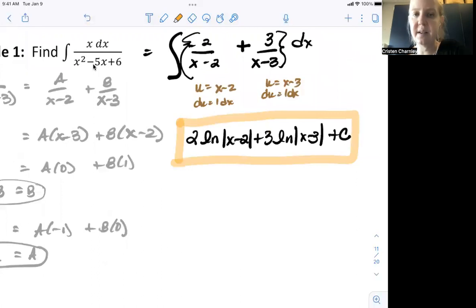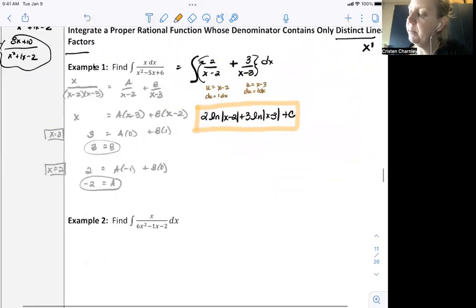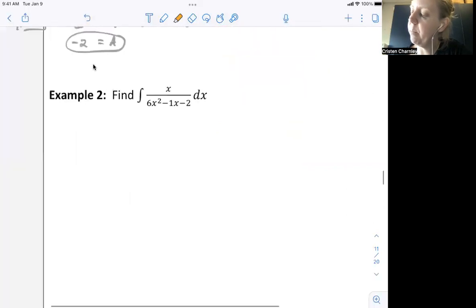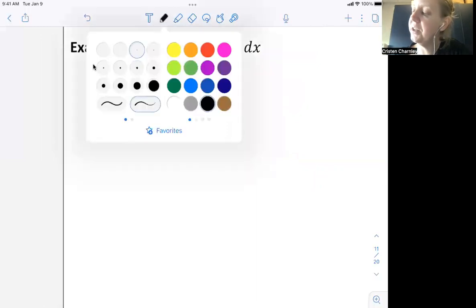That works out fairly nicely. All right, example 2, we're going to do the same thing. We're going to factor and get this whole thing set up. So partial fraction decomposition.